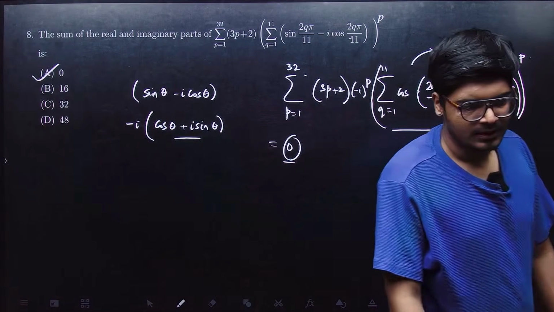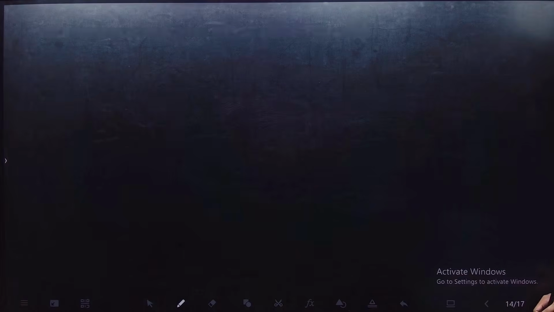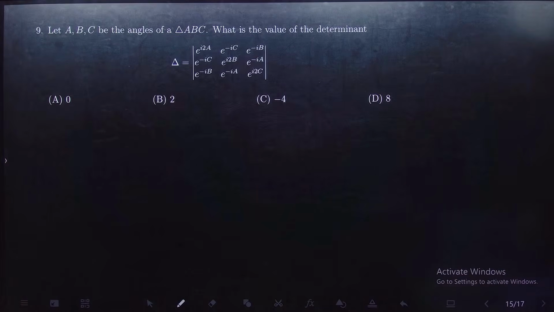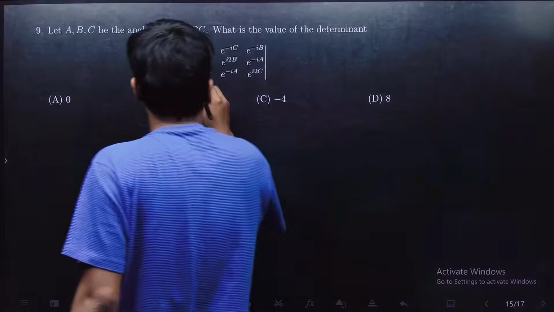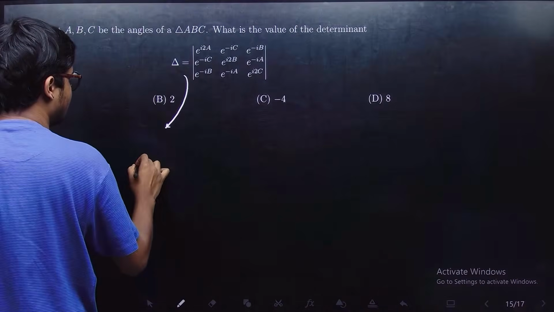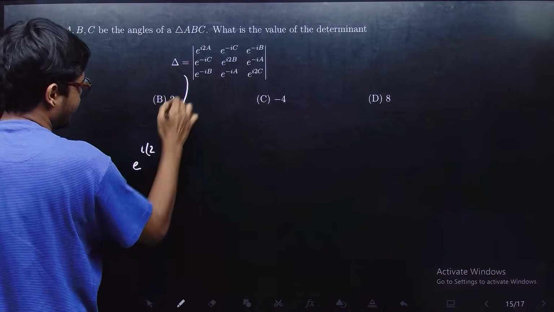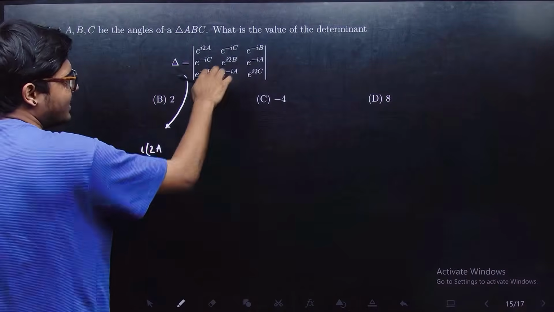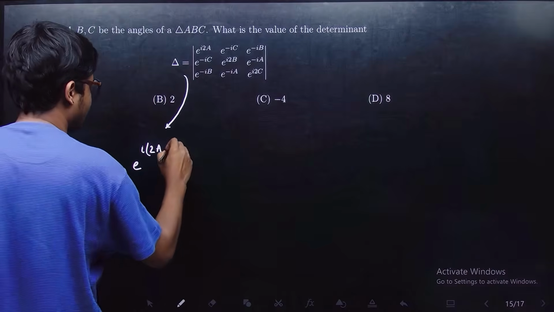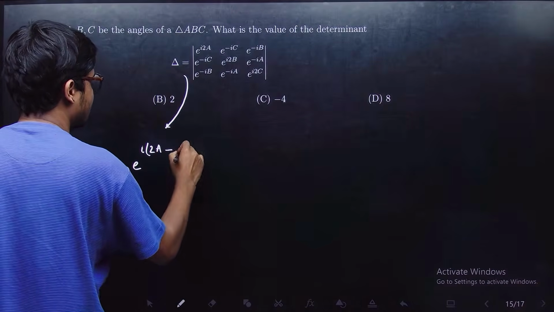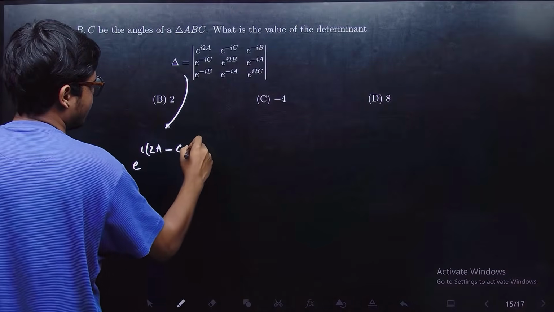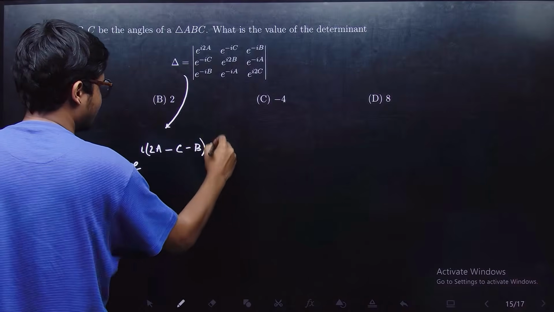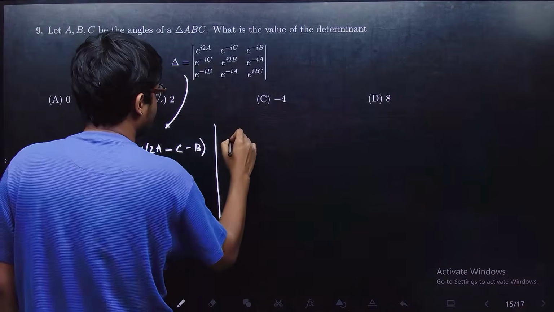Clear? Alright, moving on. So you have A, B, C are angles of a triangle ABC, then what is the value of this determinant, okay? First of all, observe that if I take e to the power iota 2a common from the first column, if I take e to the power minus iota c common from the second one, so this will become minus c. And if I take iota b common from the third column, this entire determinant looks something like this, right? This times, this will become 1, 1, 1.